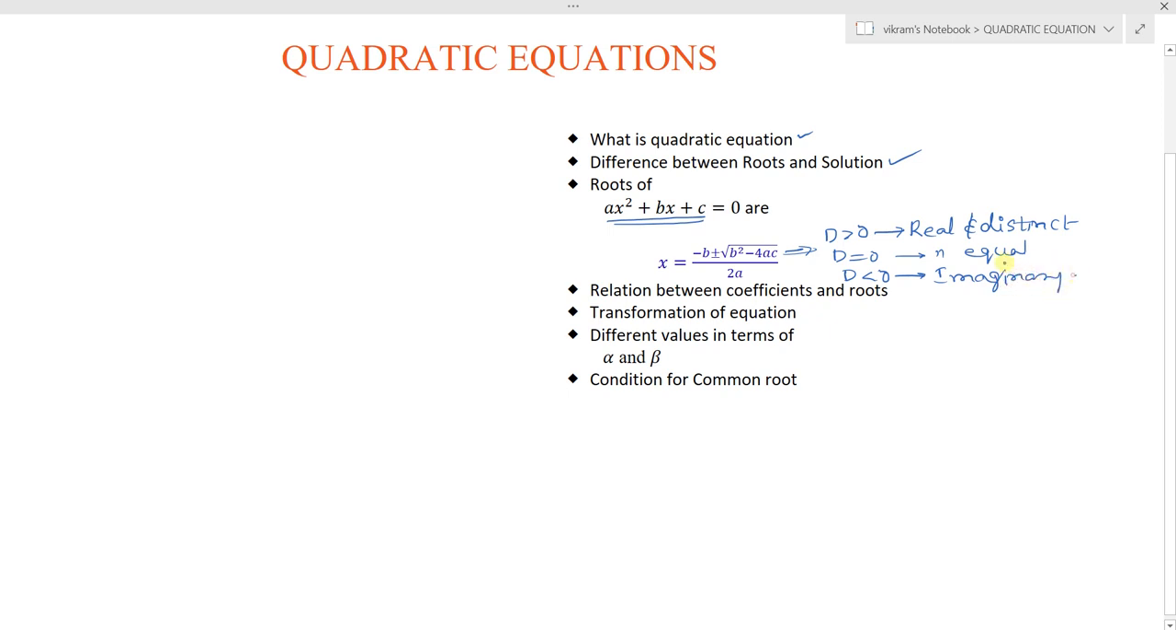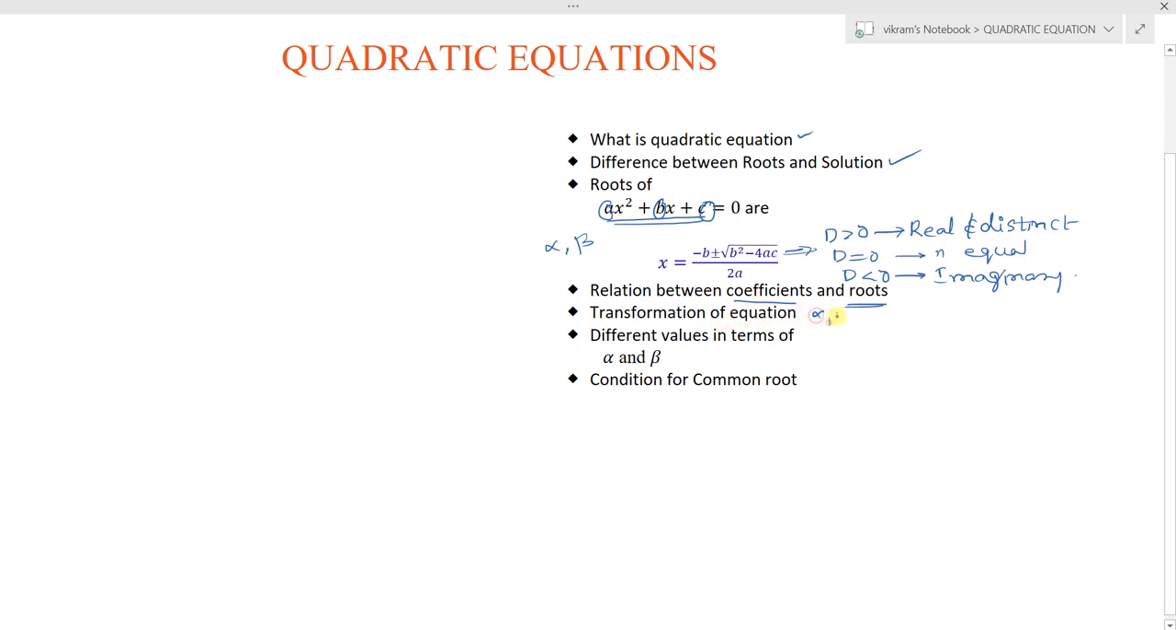Next, we have seen the relation between the coefficients of a quadratic equation and its roots. That means between a, b, c, these are the coefficients, and if we assume alpha and beta are the roots, we have seen the relation between the roots and coefficients of the general quadratic equation ax square plus bx plus c equals 0. And we have seen the transformation of the equation.